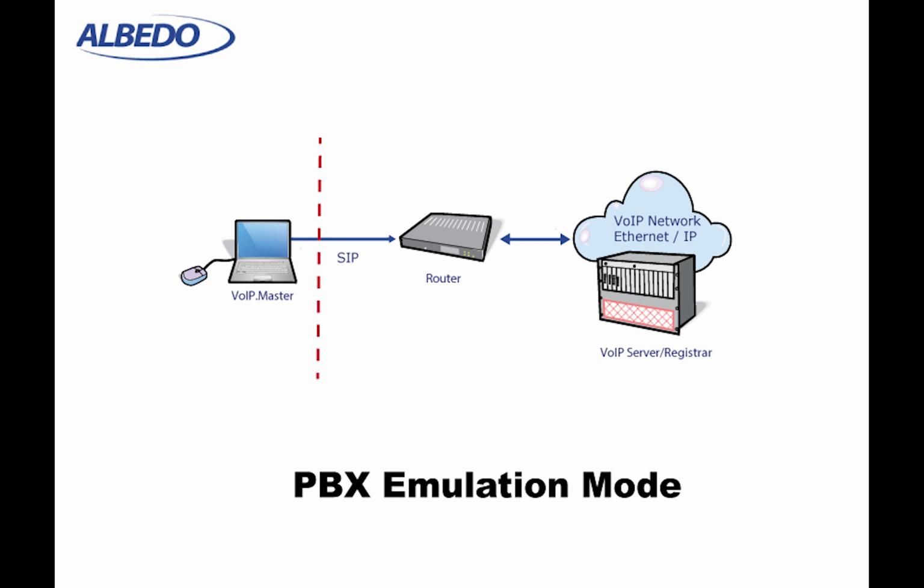As this diagram shows, VoIP.Master on the left hand side here will be placed in the customer premise and connected to a router and to the SIP trunk into the network. In this mode of operation we can make outgoing calls, we can accept incoming calls, and we can check the voice quality of those calls that we make.